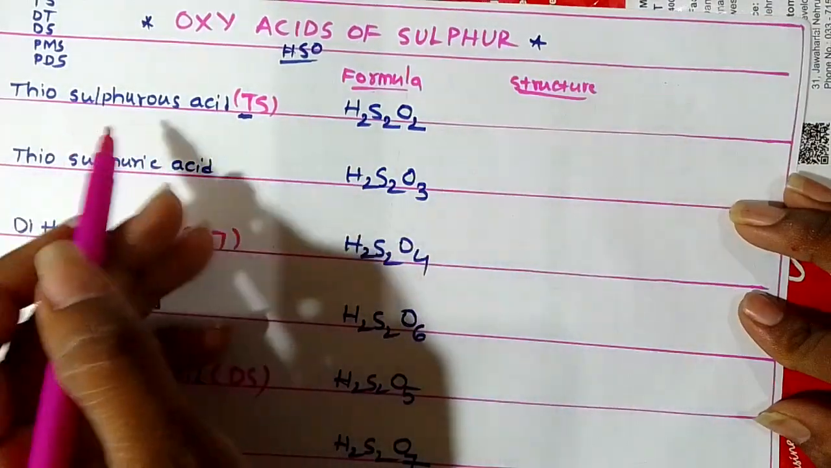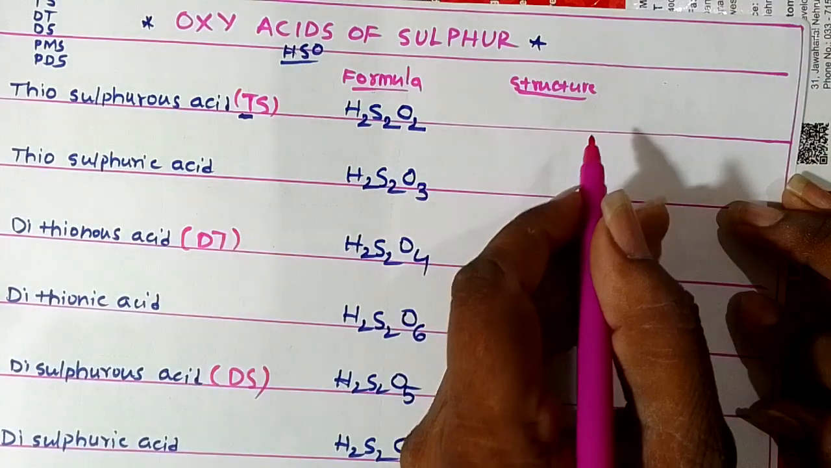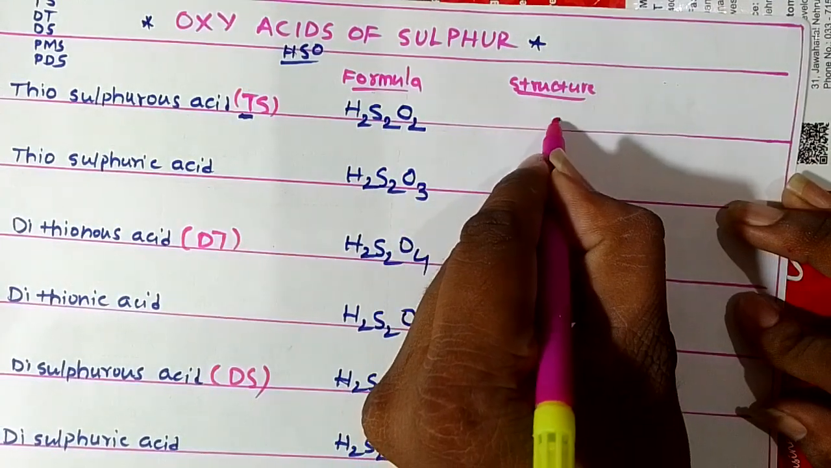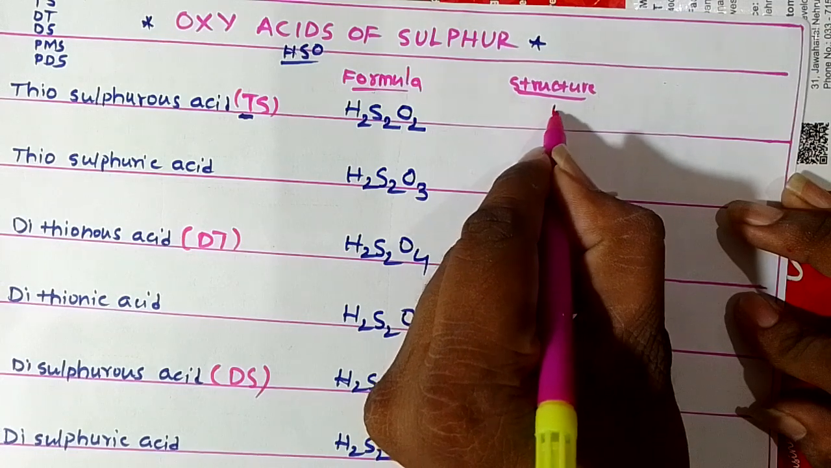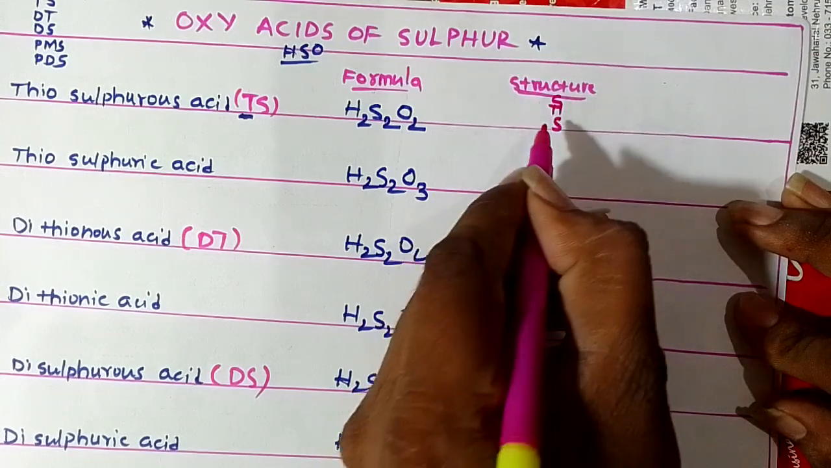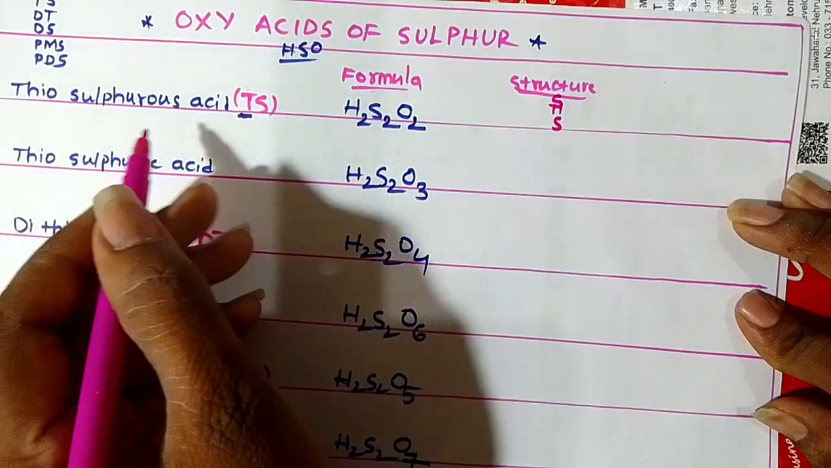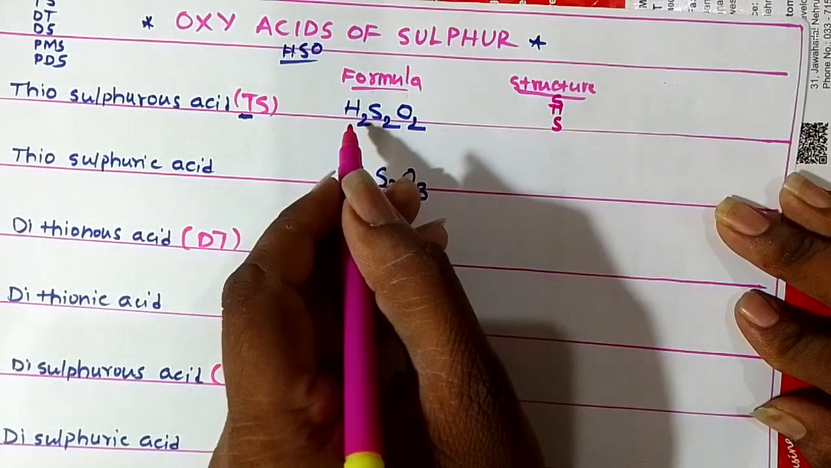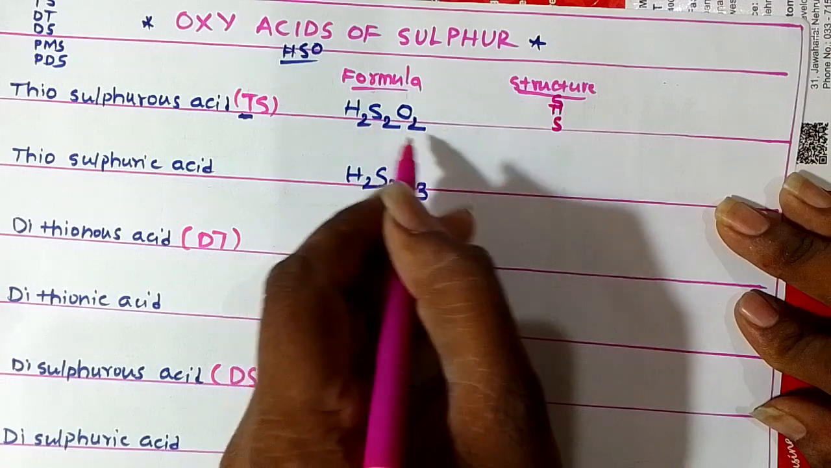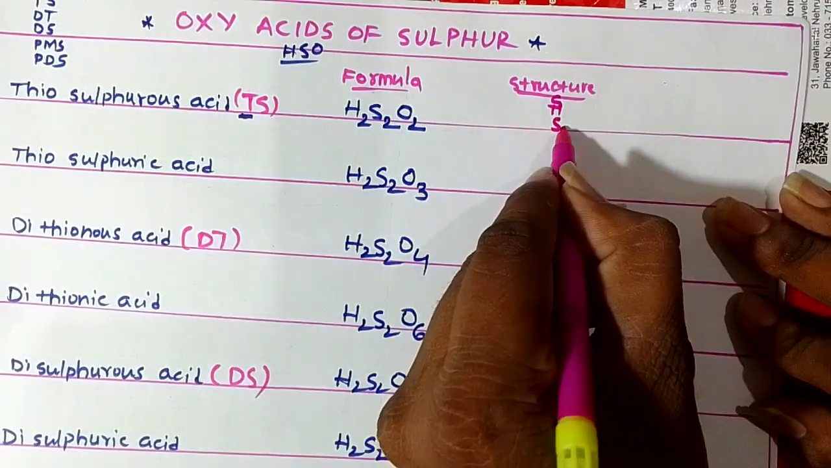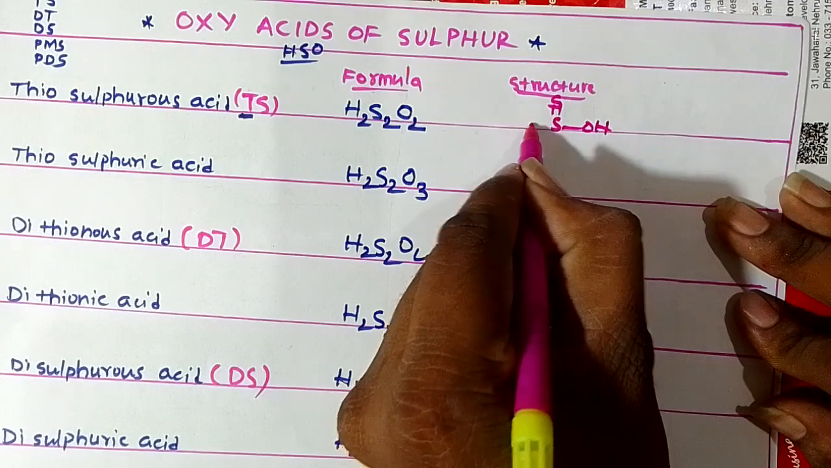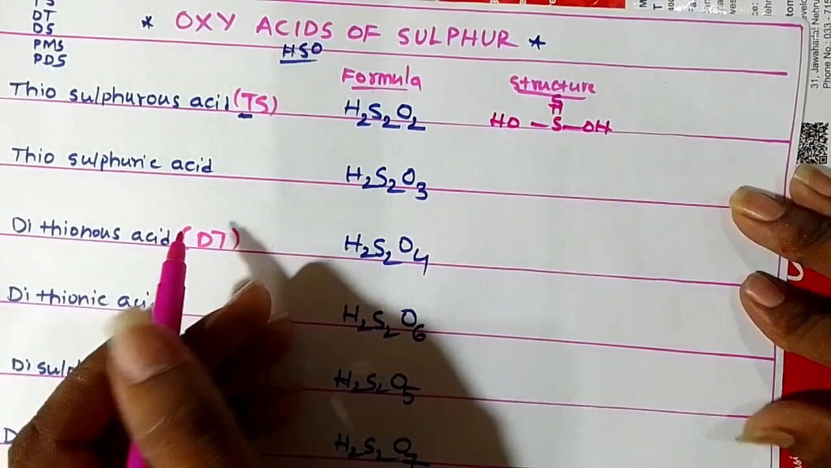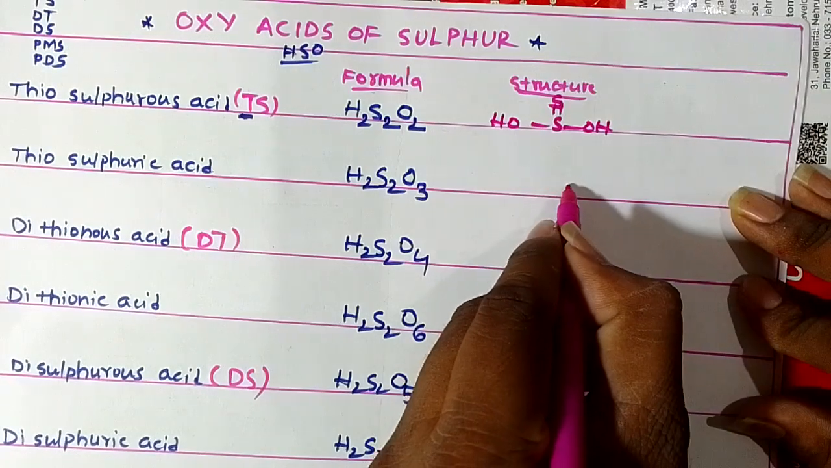H2S2O2, thiosulfurous acid. How can we write the structure? Here S double bond S is called thio group. Now it contains two hydrogens and two oxygens. Two hydrogens combined with two oxygens form two OH groups. Okay. Now coming to thiosulfuric acid, thio group.